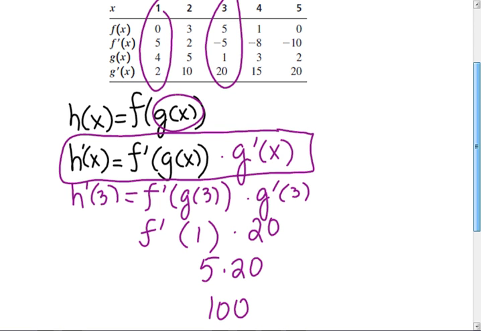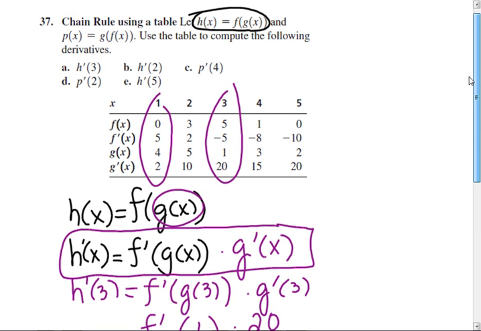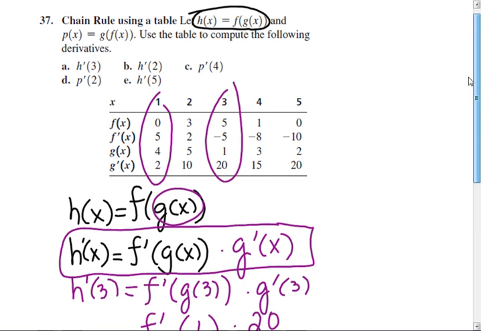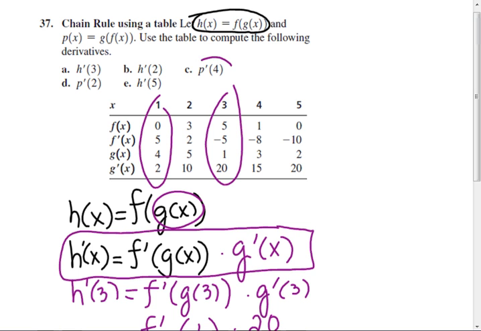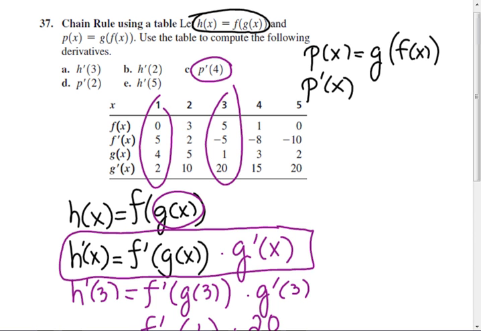So can you find the other ones? Can you find H prime of 2? How do you find P prime? So P of X is equal to G of F of X. Okay, so what is P prime of X? First you take the derivative. You always take the derivative, put the numbers in last. So what is this? G prime of F of X times the derivative of the inside, which is F prime of X.